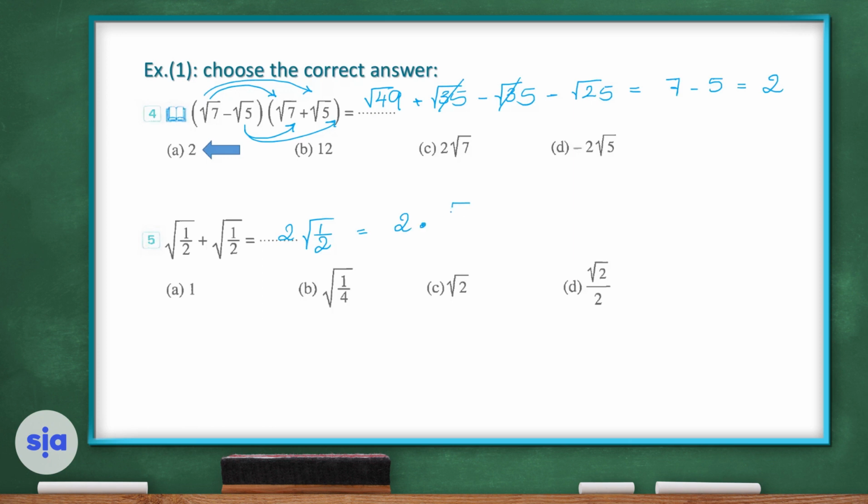So here, it's 2 times square root of 1 over square root of 2. We multiply by root 2 up and down. Then it's 2 times root 2 over 2. These two 2's are crossed out together, so the result is square root of 2. So the right answer here is choice C.